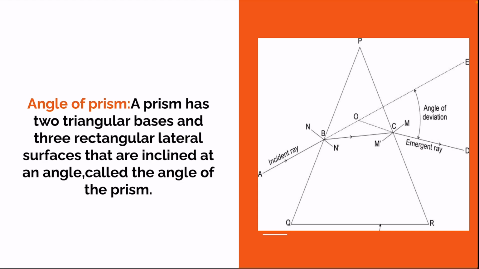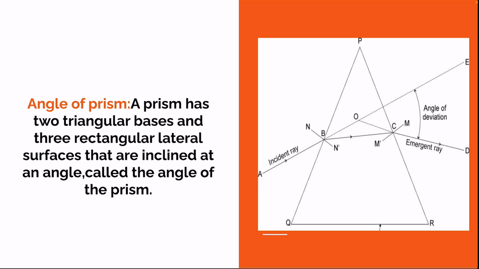A prism PQR has been kept on its base QR. A ray of light AB is incident on the faces PQ of the prism. AB is an incident ray. When a ray of light passes through a prism, it bends towards the base of prism.